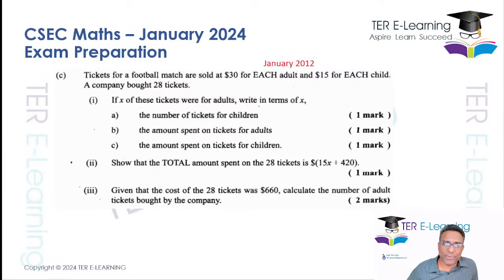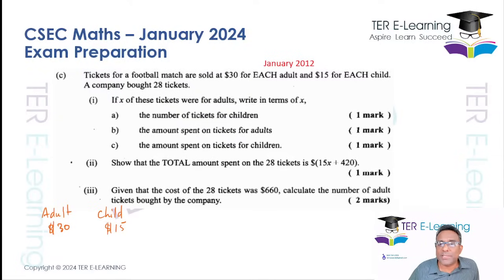Now guys, when you have a question like this, you need to read it carefully and then make your decisions. What they're trying to do here: we have two types of tickets being sold for a football match, and two different prices. So we have adult, and we have child. The cost for the adult is $30 and the cost for the child is $15. So one is half price.